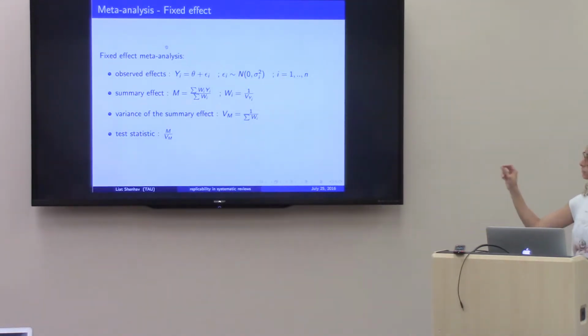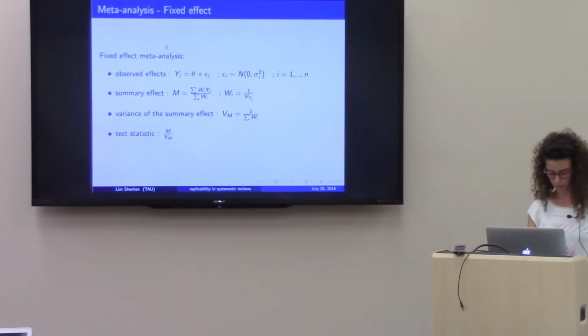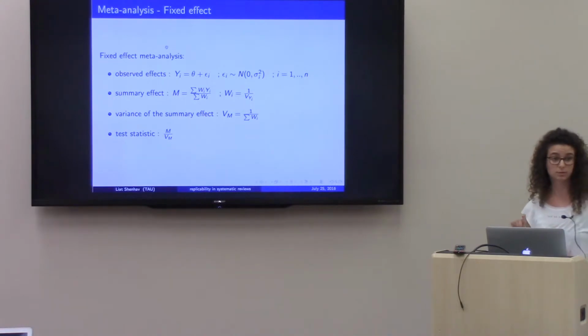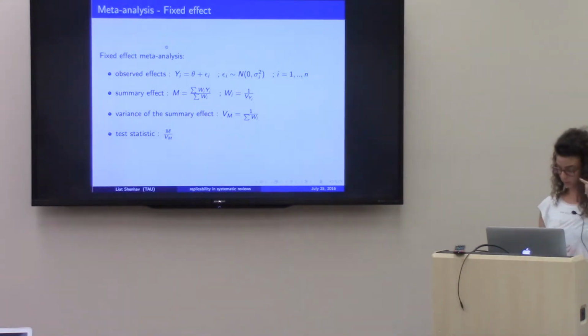And the variance is specific to each study, and the variance of the summary effect is just the reciprocal of the sum of weights. And the most important thing here, which is not written, is that the null hypothesis is that there's no effect in any of the studies. So I'm giving you a hint to why there's a problem here.